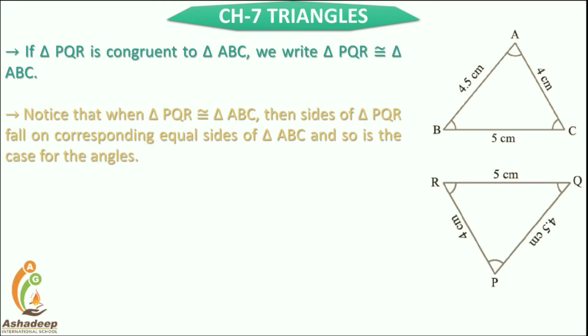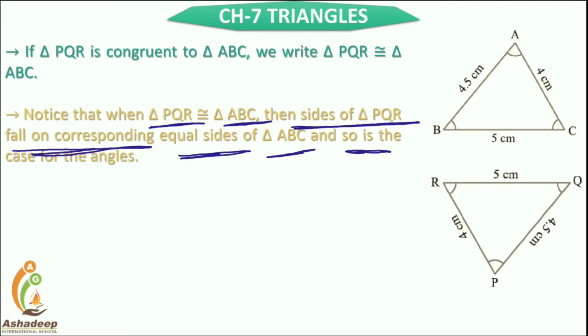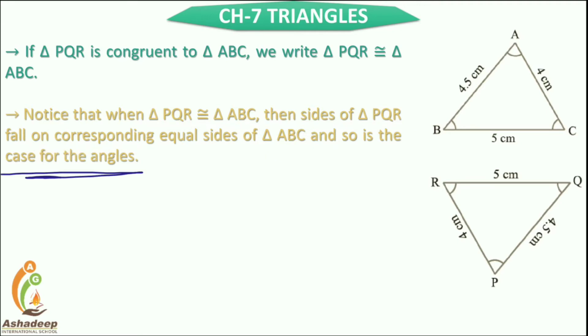So notice that if triangle PQR is congruent with ABC, then the sides of PQR fall on the corresponding equal sides of ABC. So is the case of the angles. Now what does it mean? See here A, B, C. Now the corresponding side of AB in PQR is what? We find 4.5. So the corresponding side of AB is nothing but PQ.